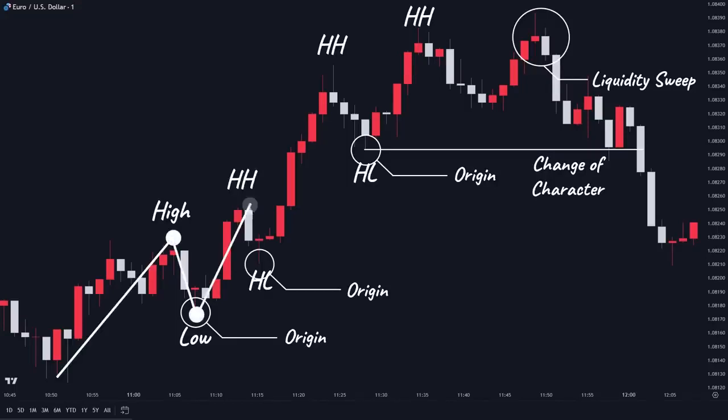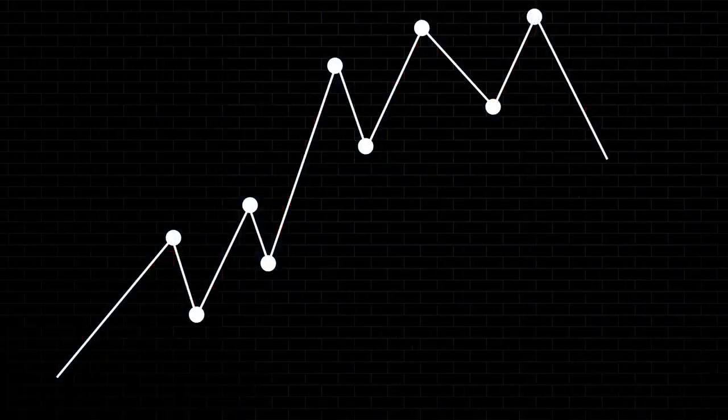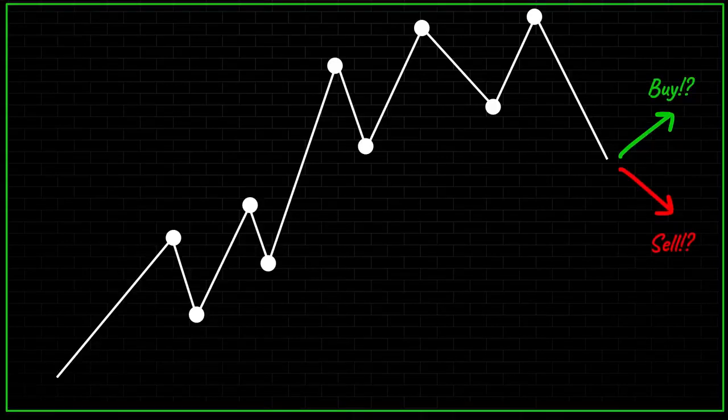When we're talking about the market structure, we are talking about the skeletons of the price movement. We select the recent movements and try to determine whether we're going to buy or sell. The market structure will show us whether the price is trending to the upside or downside, or not trending at all in a specific time frame.